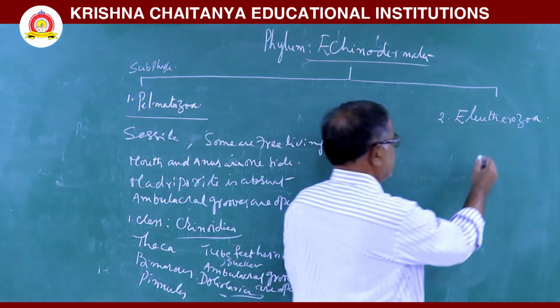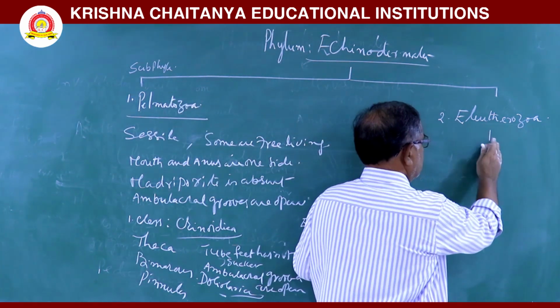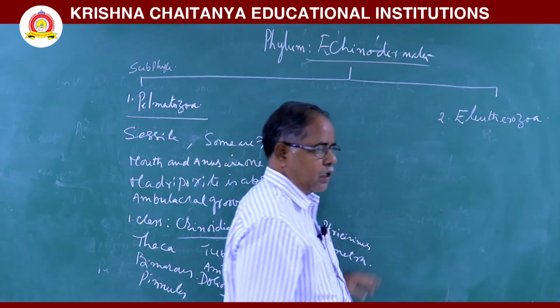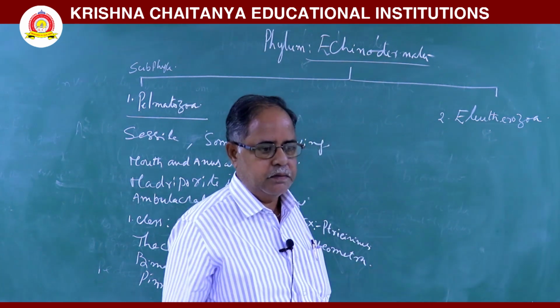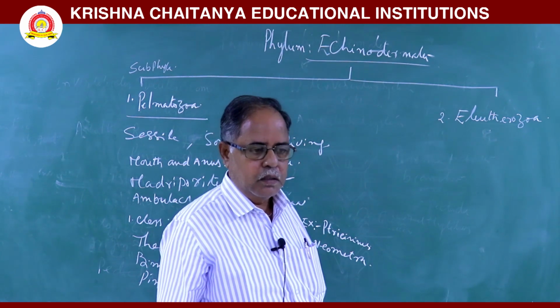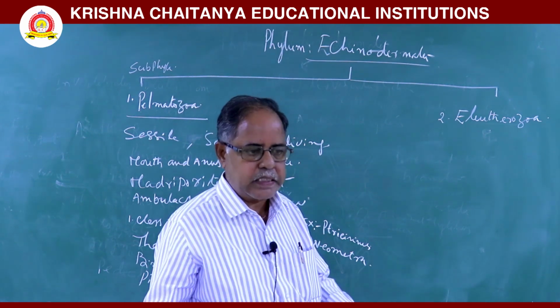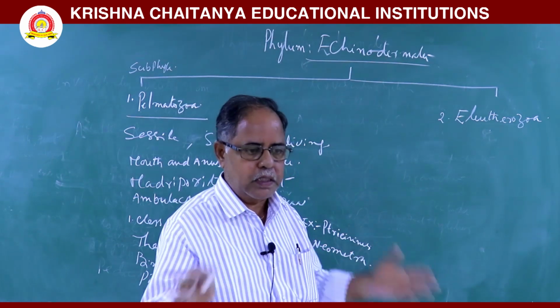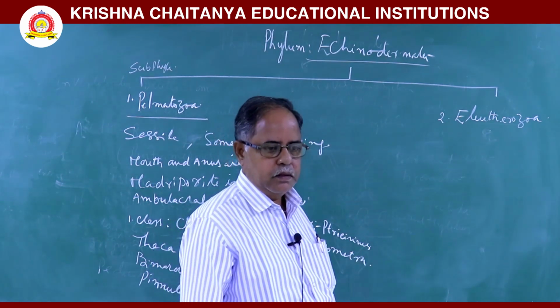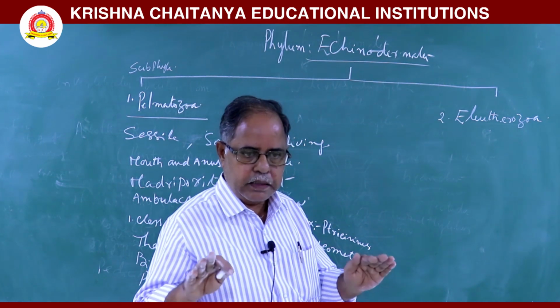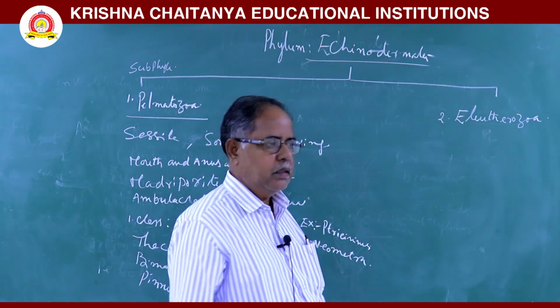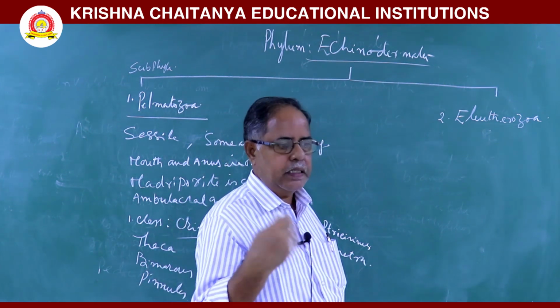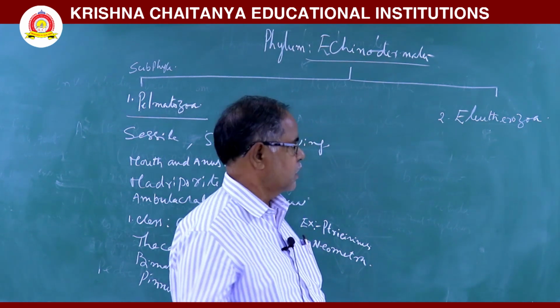Next, Eleutherozoa. In Eleutherozoa, all are free living animals. Here, mouth is present on the oral side. Anus and madreporite are present on the aboral side.